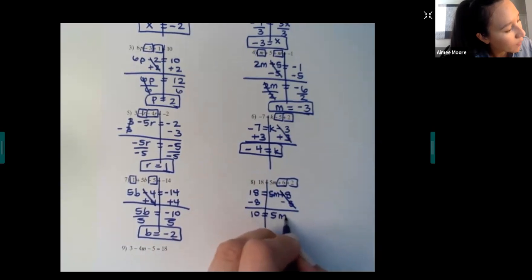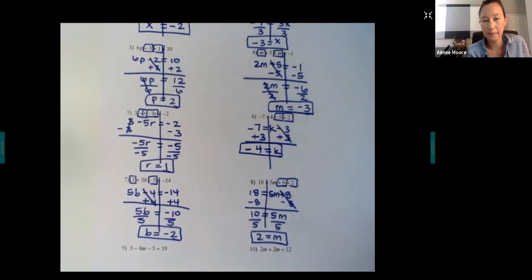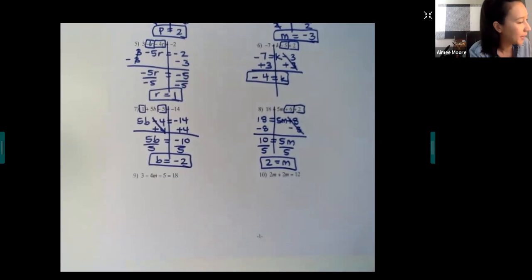So we have 10 equals 5m. And then you divide by 5 to each side, which gives you m equals 2. Wonderful, very good. Okay, Dakota, number 9.